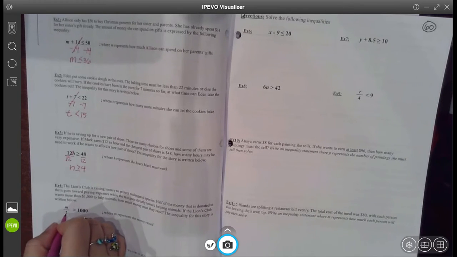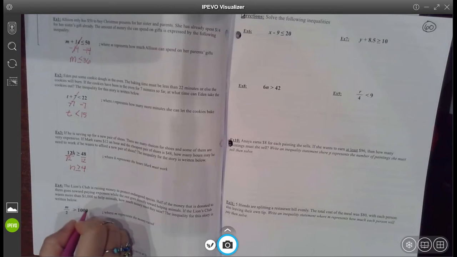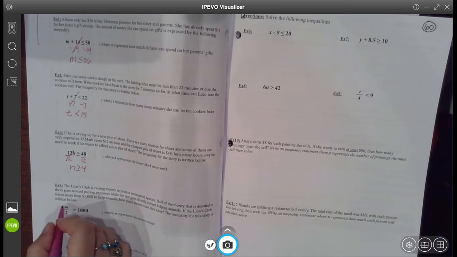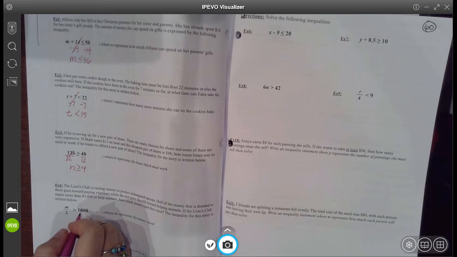So the money donated divided by 2 is equal to how much they actually get to put towards the animals. They want to put 1,000 towards it. So then this amount right here, you'd prefer it to be greater than this. Remember, you always want your sign to be facing towards your variable. And there you go. How do you get m by itself?